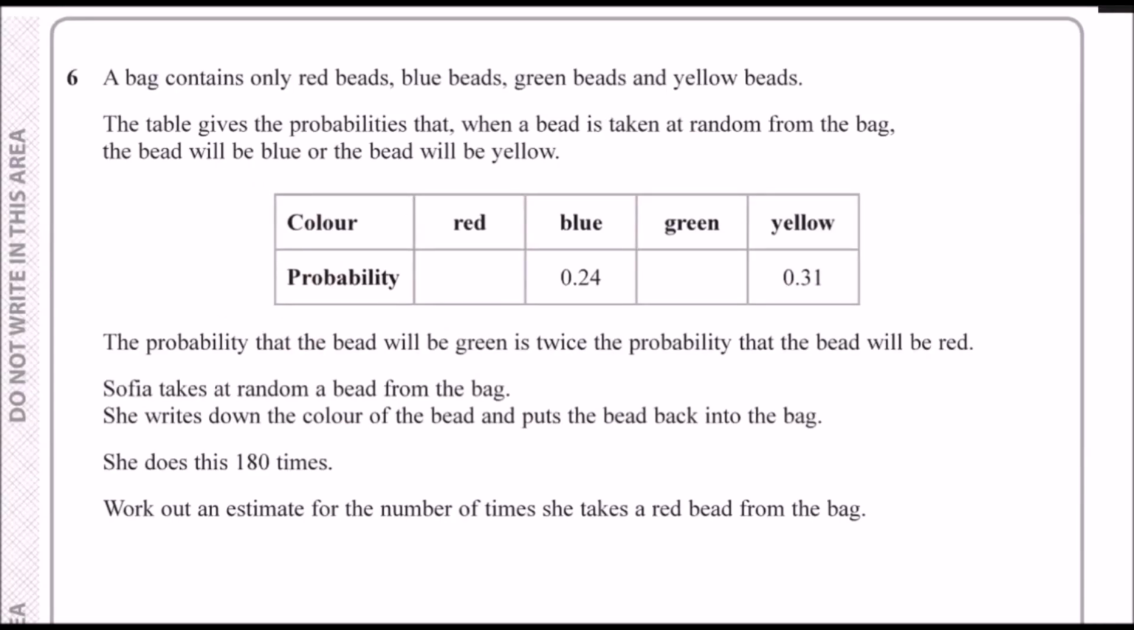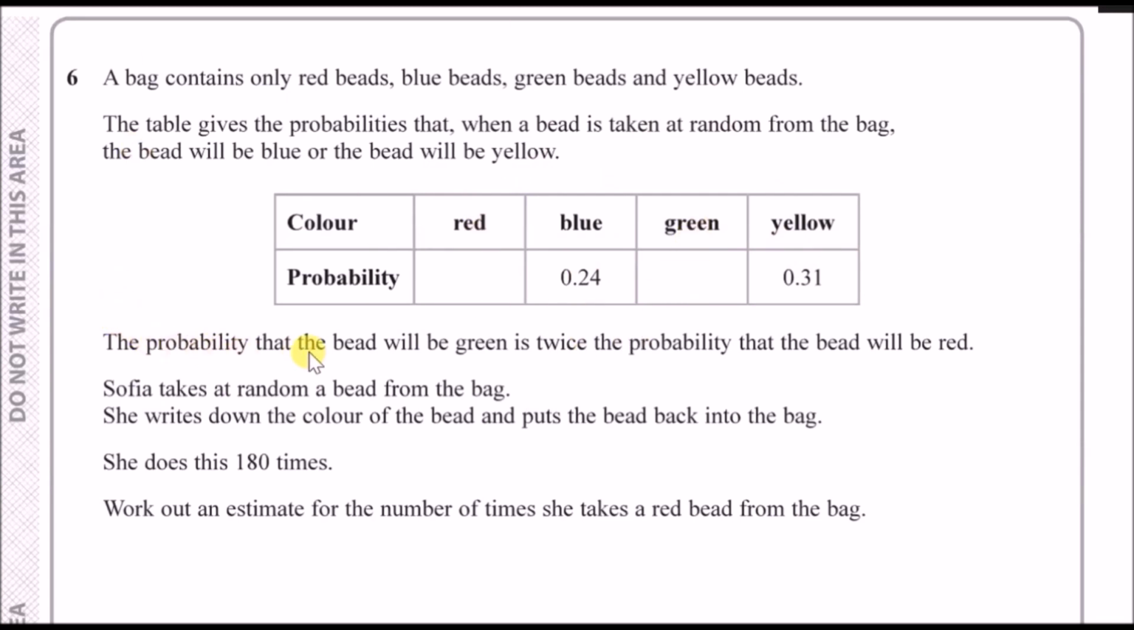All right, number 6 now. A bag contains only red beads, blue beads, green beads, and yellow beads. Now the table gives probabilities that when a bead is taken at random from the bag, the bead will be blue or the bead will be yellow. So what we're trying to say is that you're only given two values in the table, and they probably want you to find red and green.